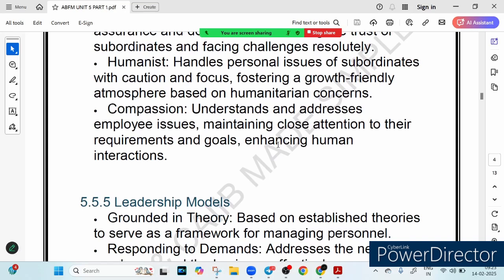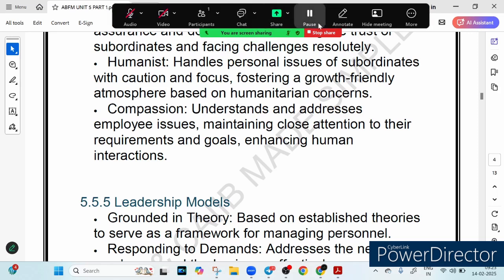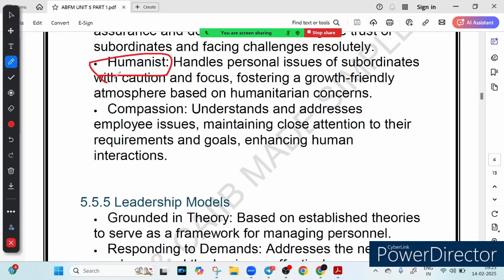The next trait, as you can see, is humanist. What is the meaning of humanist? That leaders take responsibility, we have seen. If a leader does not believe in themselves, why should anyone else? Self-confidence. A leader cares about the people. That is what we mean by humanist. They care about the people.